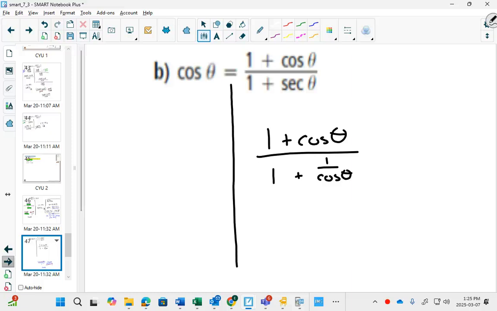Fractions inside of fractions. We need to get a single fraction in our numerator and a single fraction in our denominator. In our denominator, can you see this is not a single fraction right now? I would need to get a common denominator, so I would multiply this one by cos theta over cos theta.